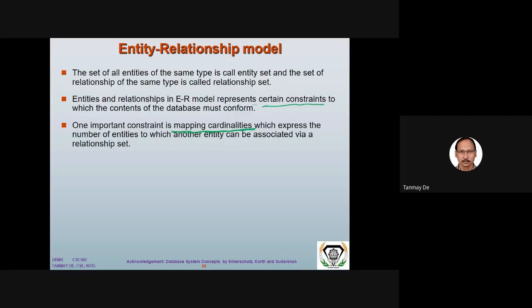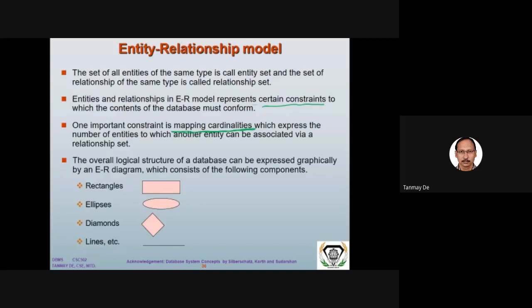And this entity relationship model, called the ER model, is expressed or represented graphically by an ER diagram. Here, a rectangle represents the entity set.